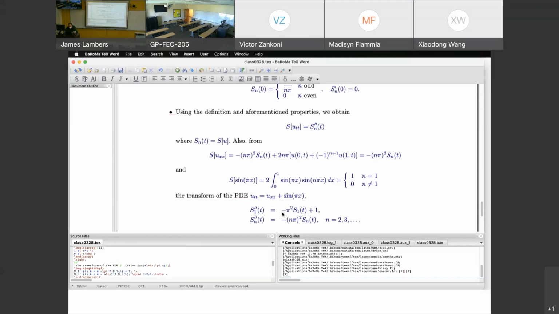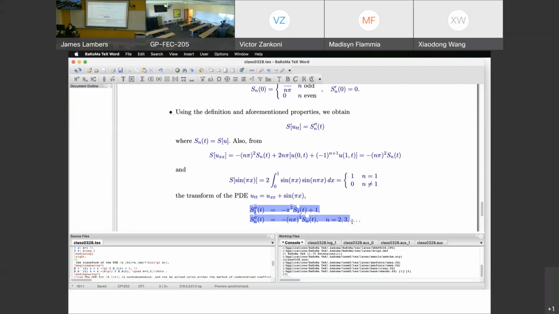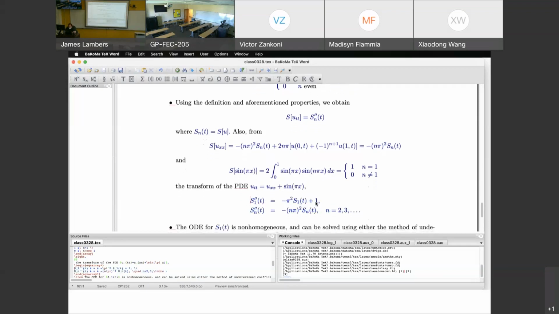And for all other values of n, we'll still have this part, minus n pi squared Sn. But the source term will not contribute anything, because the source term does not have any non-zero coefficient for most values of n. So here's our one parameter family of ODEs. We just have a special case of n equals 1.